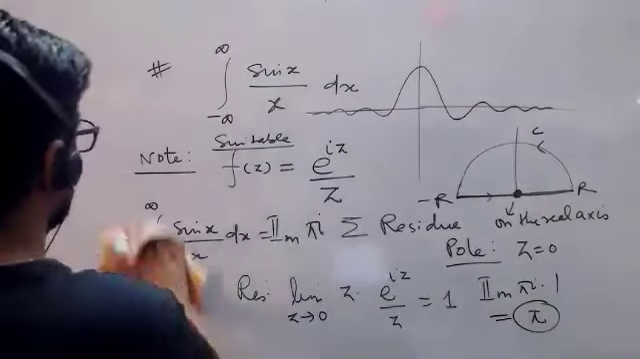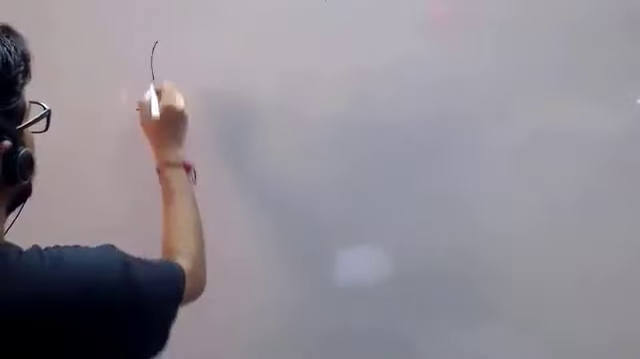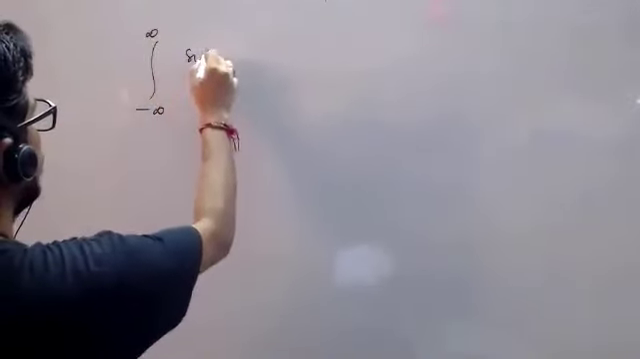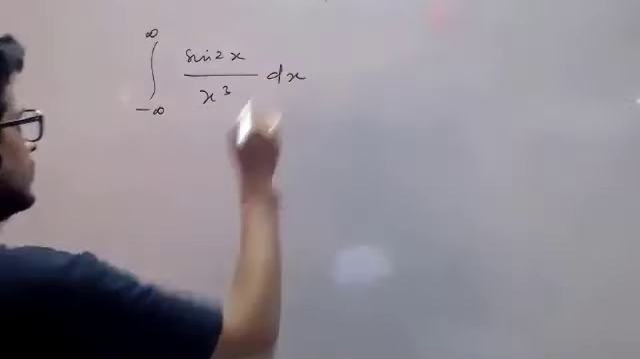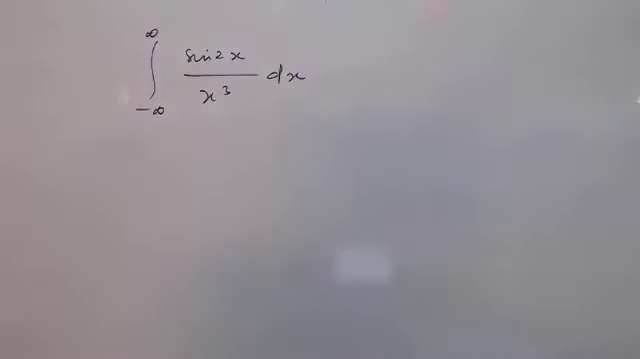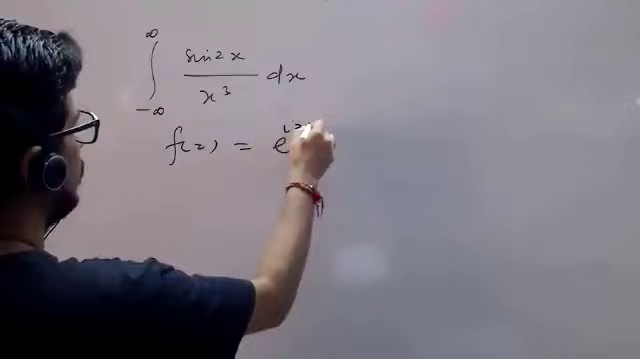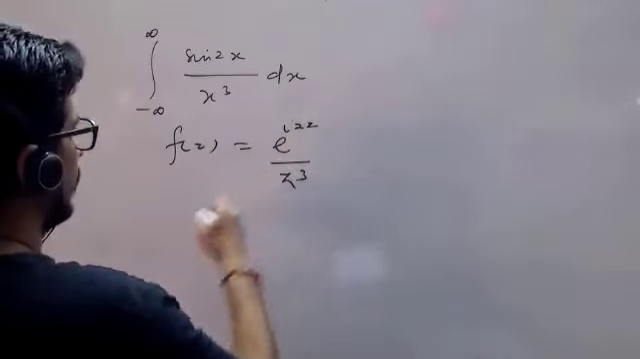Okay, so let me take another question, and this is actually a previous year question of NET. Integral from minus infinity to plus infinity of sine of 2x by x cube dx. This is the question. Now I will do it very quickly. f(z) I will write as e to the power i2z by z cube, for obvious reasons.